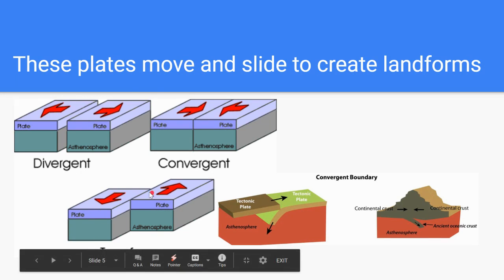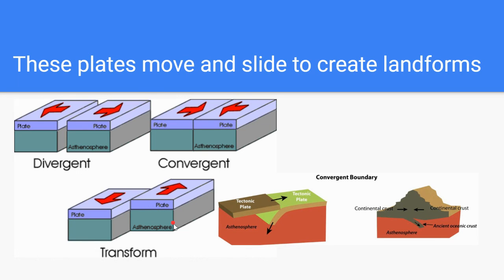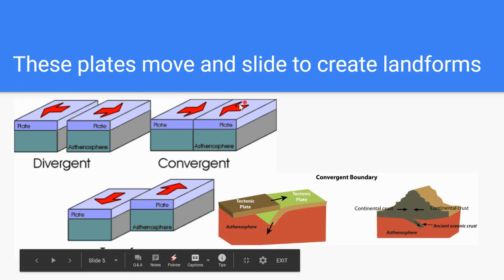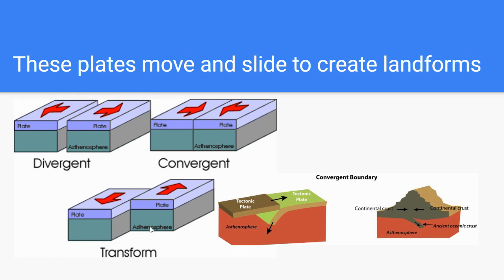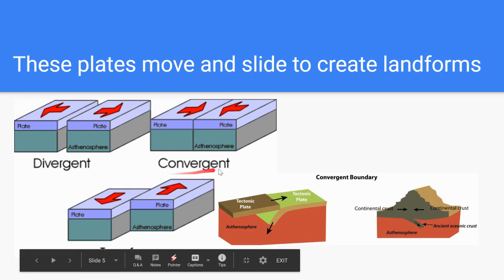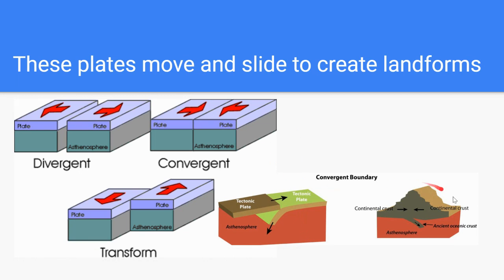When this happens, there's a lot of friction right here, and that can cause earthquakes. The San Andreas Fault, I believe, is either convergent or transform, and it's what causes a lot of earthquakes in California. And then we've got convergent, so when the plates come together, and there are 2 ways convergent boundaries can form.